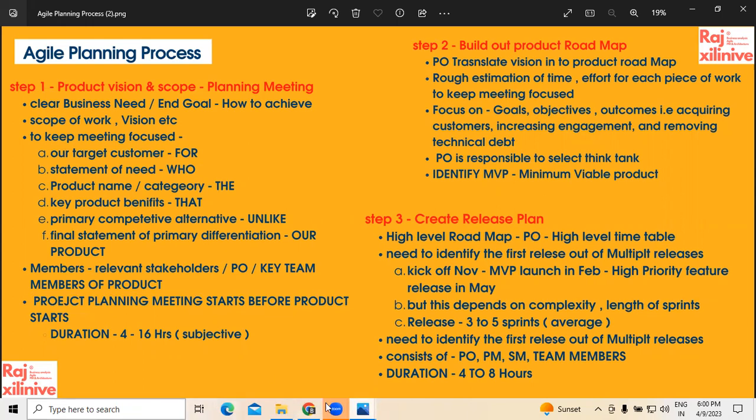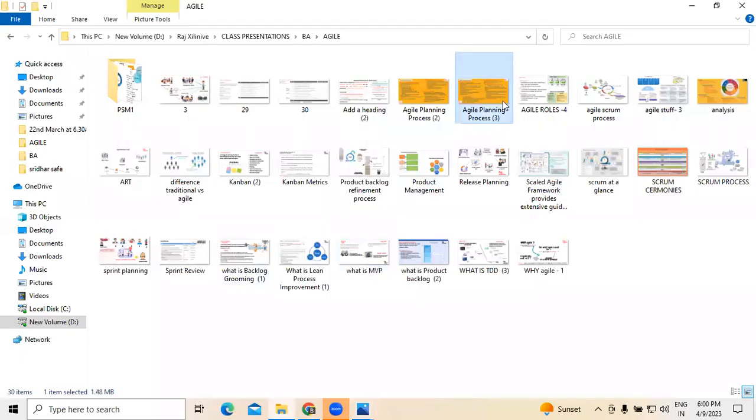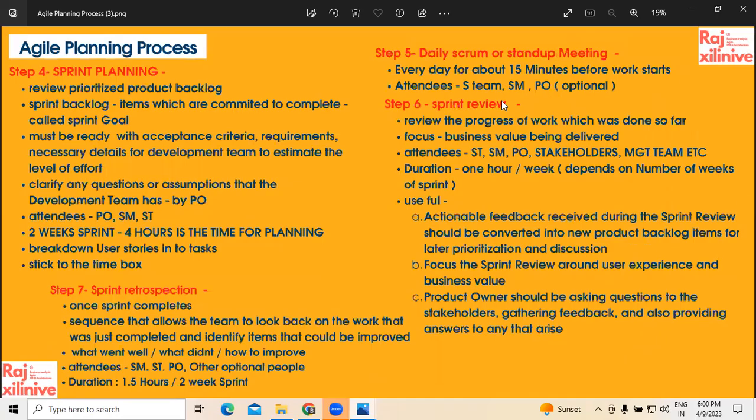After that, the next thing we do is that scrum ceremonies come into the picture. These are the scrum ceremonies we have. The first scrum ceremony is called sprint planning. We do sprint planning. What is sprint planning? Assume that there are a few user stories in the backlog.